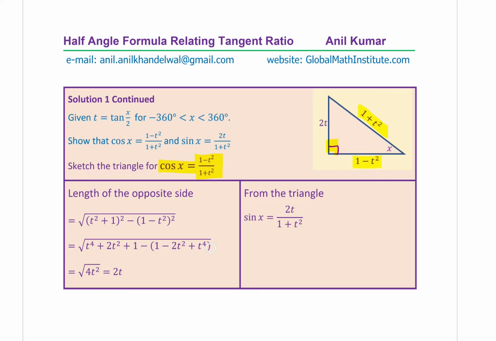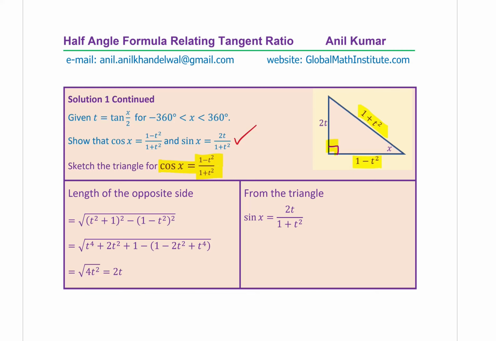Expand and simplify. When you expand, the terms with t to the power of 4 and the constant cancel away, and the minus 2t square and plus 2t square combine to become 4t square. The square root of that gives you 2t, and therefore the opposite side is 2t. Once you get that, then from this triangle, sine x is equal to 2t over 1 plus t square, and that is how you prove part B of this particular question. I hope these steps are absolutely clear, simple to understand.